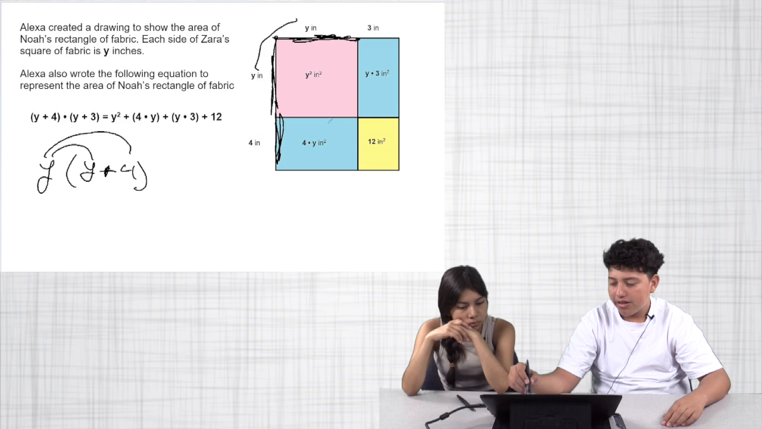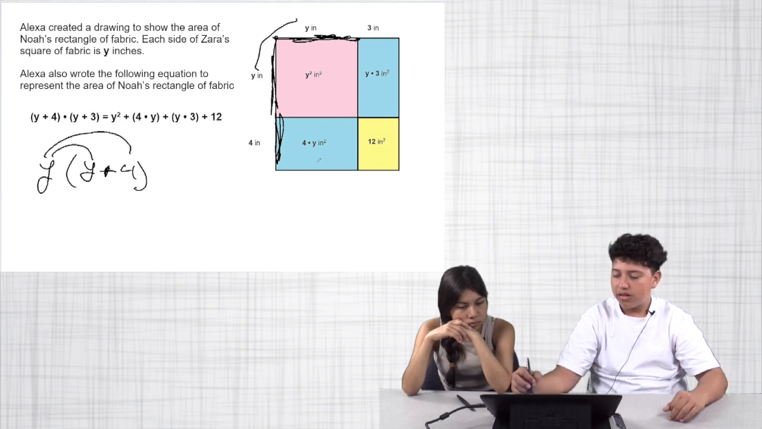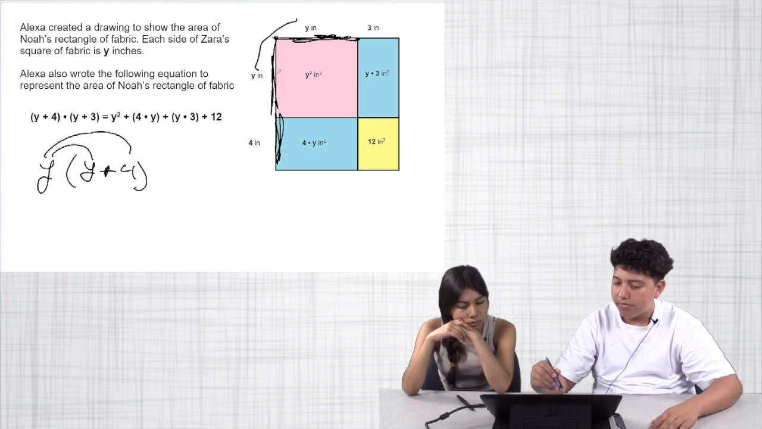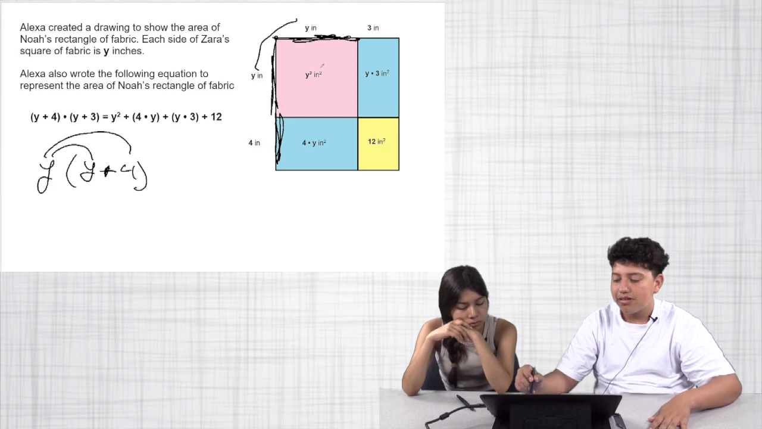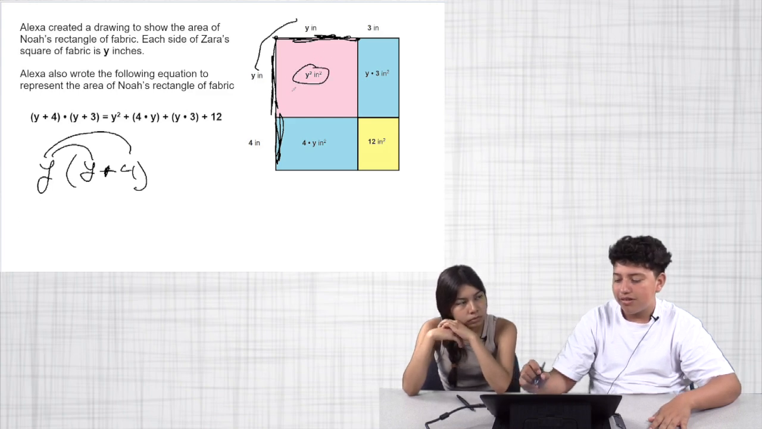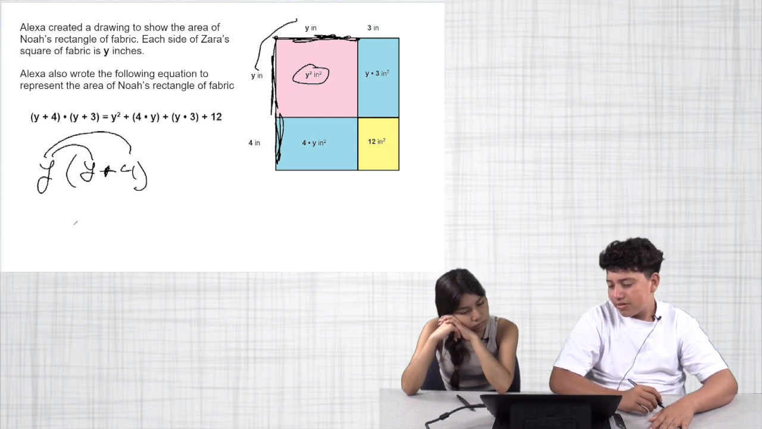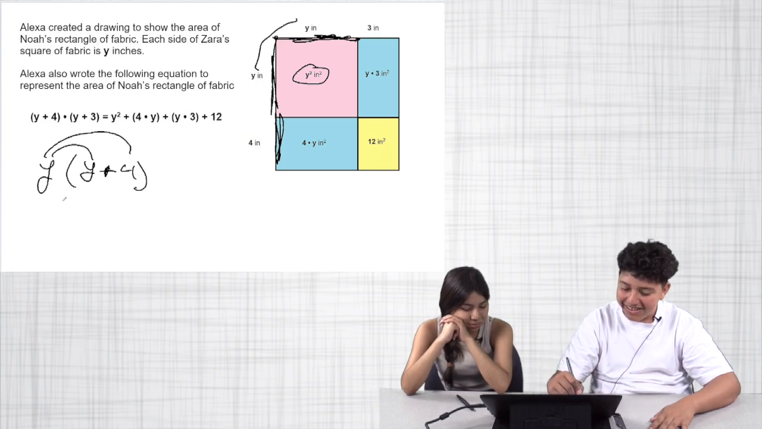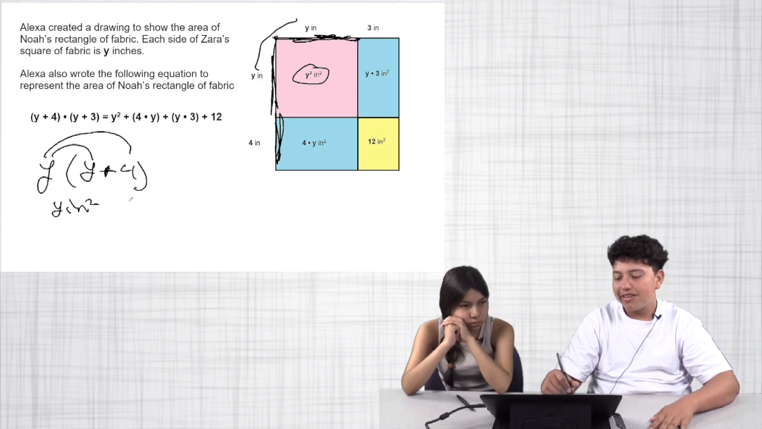Okay, below that, could you write what you get when you distribute? So when you multiply y times y, can you write that? But I don't know what it gives. Well, let's try it. Can you put it right below this equation that you wrote? What is y times y? Y squared inches squared. Can you write that down? Is that correct? Is that the area of the pink part? Y squared inches squared.